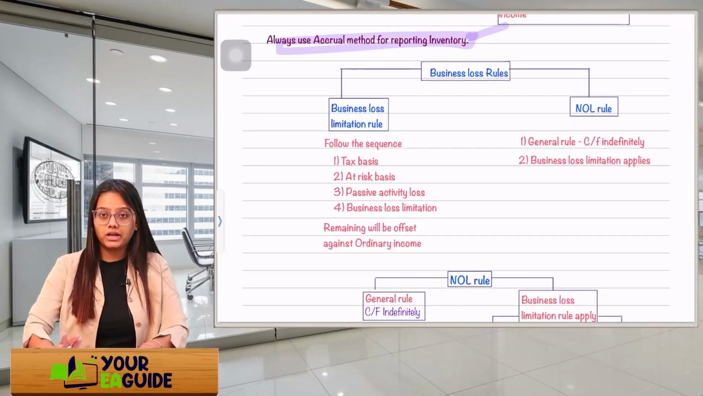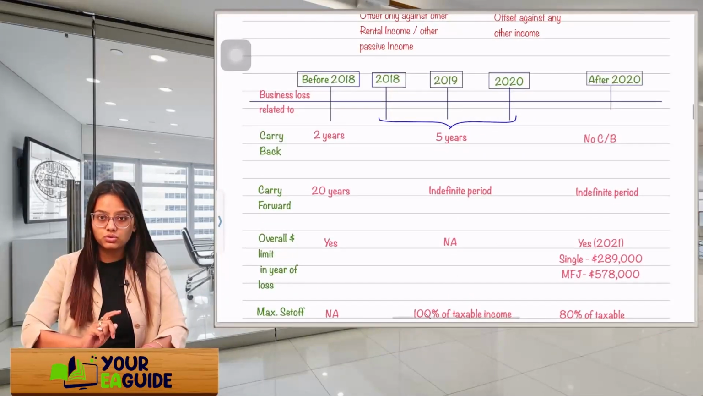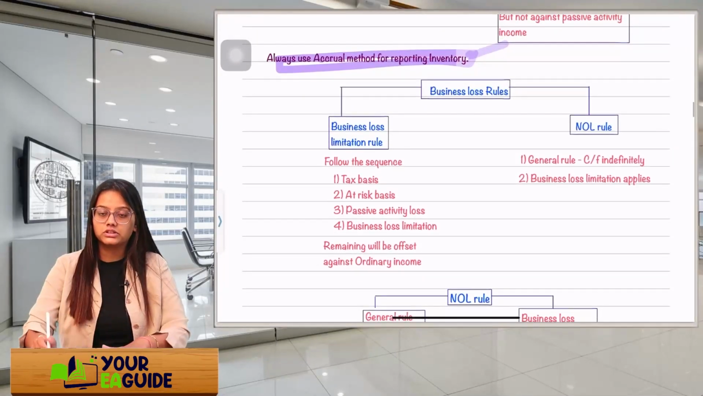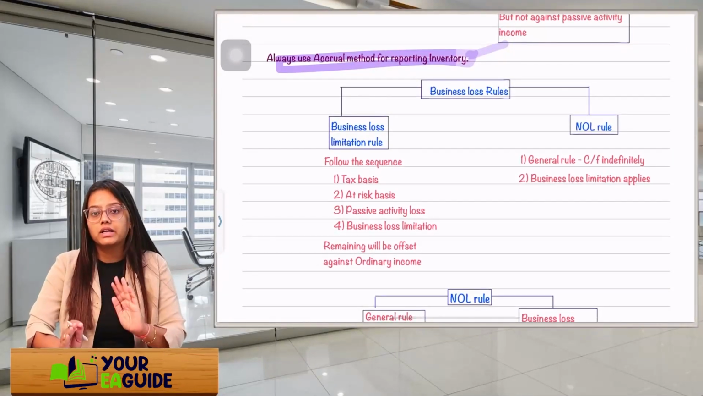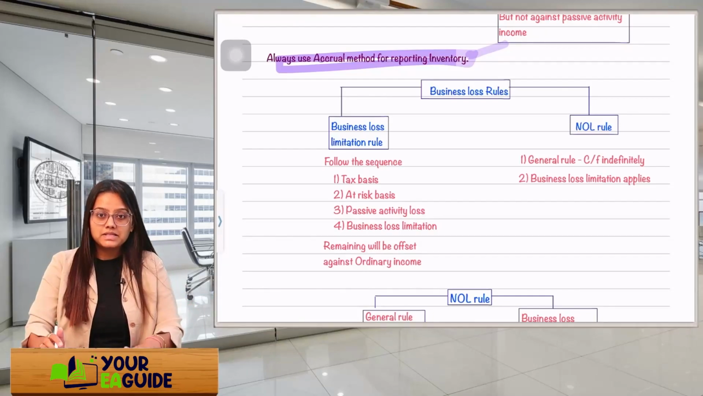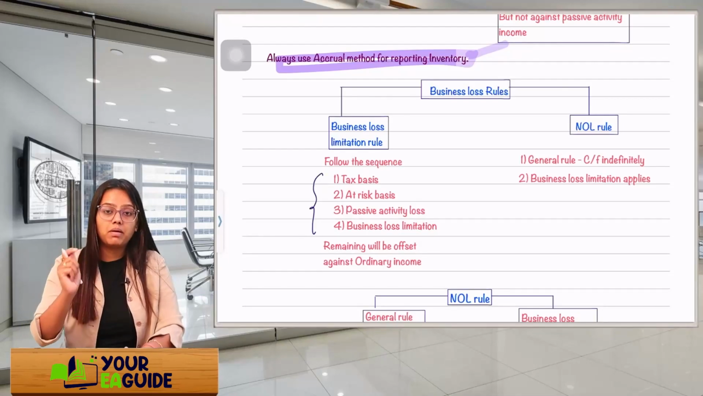This is important, guys. Usually people get confused between these rules. Okay, so we'll come to these rules. Let's complete this one first. Yes, business loss rules. One is the business loss limitation rule. The second is the NOL rule. The business loss limitation, the same thing is there in very much detail in our Part 2.